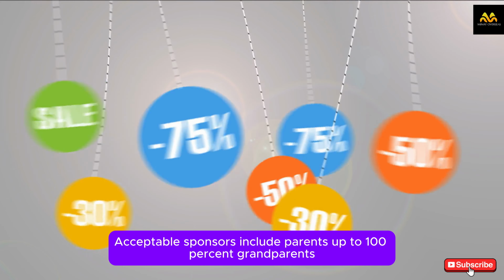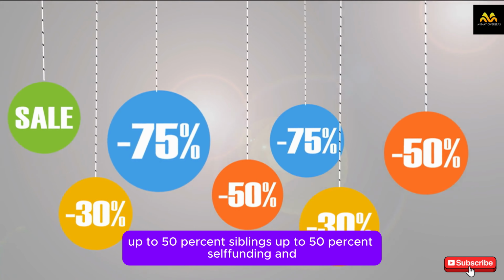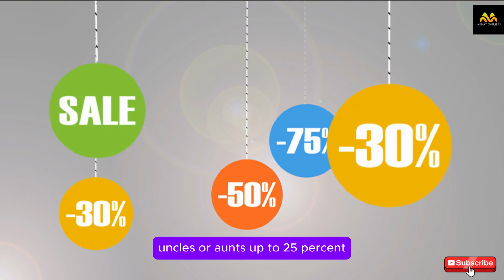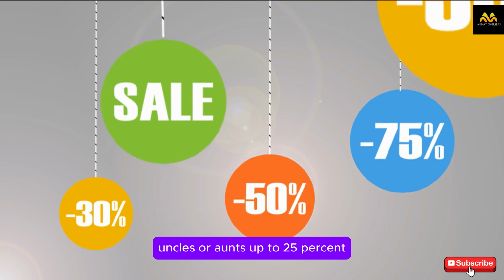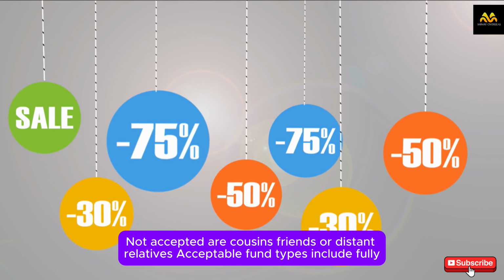Acceptable sponsors include parents up to 100%, grandparents up to 50%, siblings up to 50%, self-funding, and uncles or aunts up to 25%. Not accepted are cousins, friends, or distant relatives.